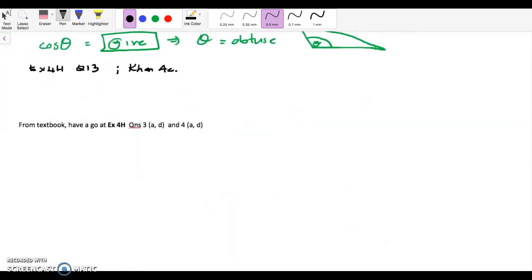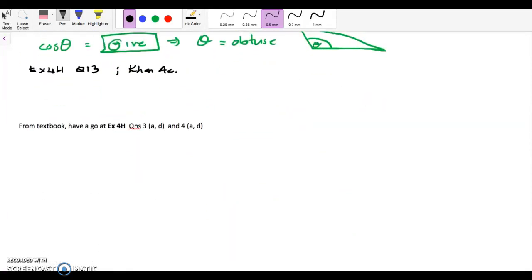So now, before our next lesson on the cosine rule, from your textbook, have a go at exercise 4H questions 3 part A and D and 4 part A and D. Bring these along and we can debrief the cosine rule with these examples.